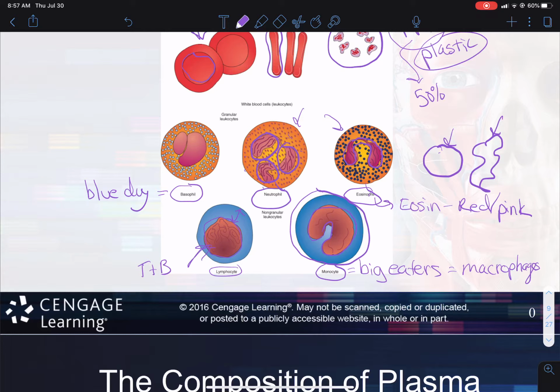Basophils are going to actually look blue under the microscope.